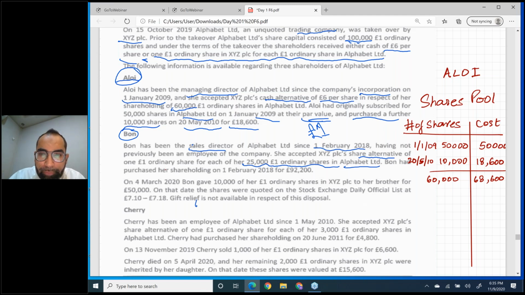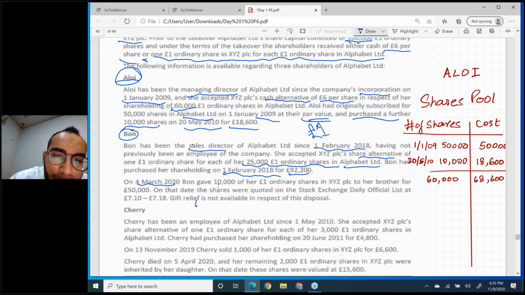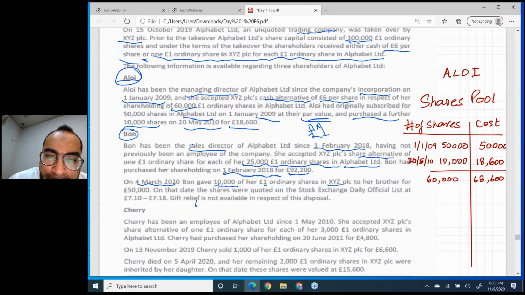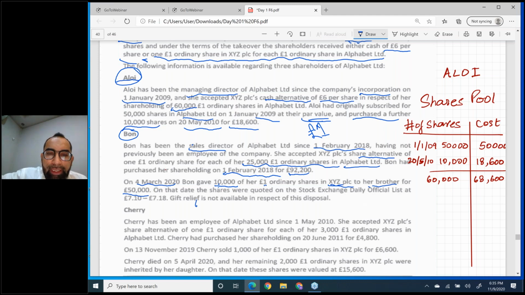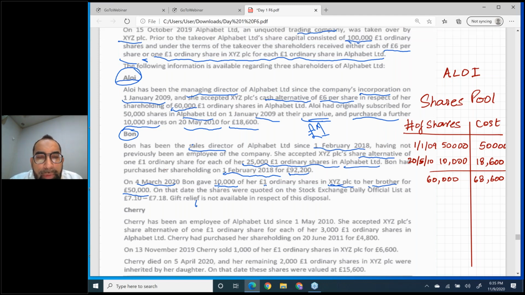Now Bond purchased her shareholding on 1st of Feb 2018 for 92,200. So this is the simple, ready-made cost of 25,000 ordinary shares. Now on 4th March 2020, Bond gave 10,000 of her £1 ordinary shares in XYZ PLC to her brother for 50,000.